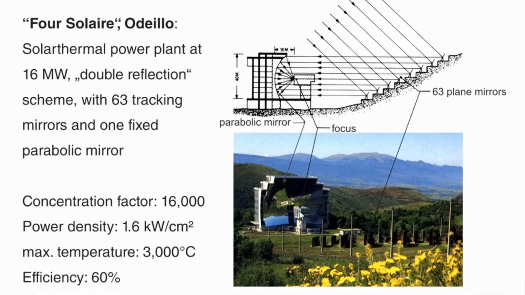And then you have a concentration ratio of a factor of 16,000. That means you have a power density of 1.6 kilowatts per square centimeter, not per square meter, per square centimeter. That's really a lot. The maximum temperature achieved there was 3,000 degrees Celsius. The efficiency was about 60%. It was used in the beginning for producing steam, powering a steam generator. Nowadays it's used for metallurgy because you can quickly switch the power source, the mirrors, off and on, and then you can have different mixtures of metals and treat them with different temperatures, and therefore it's still under operation.